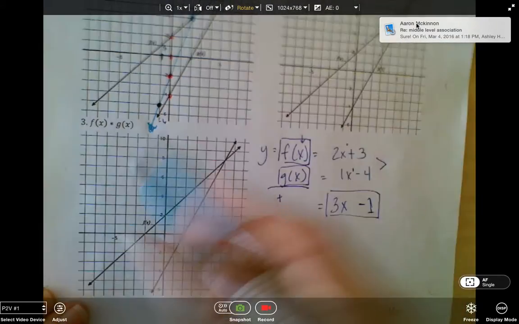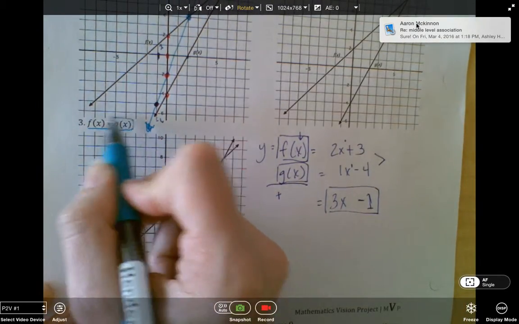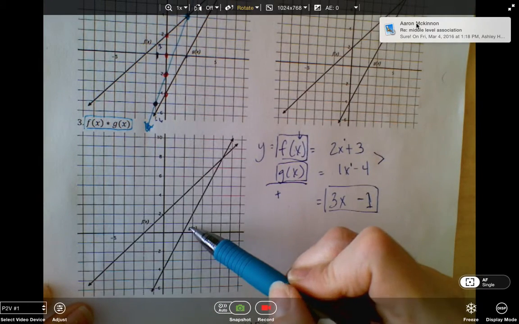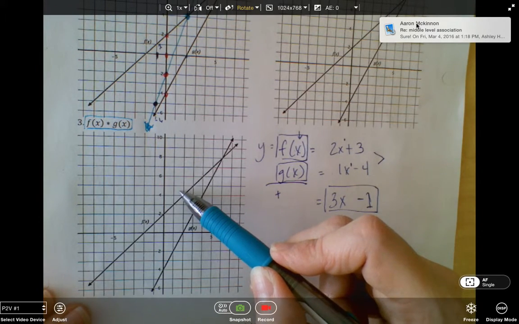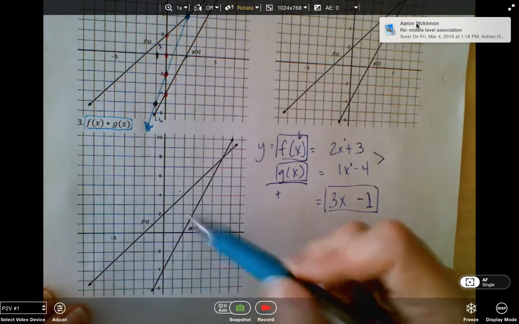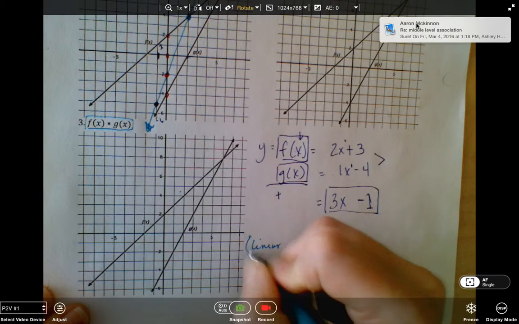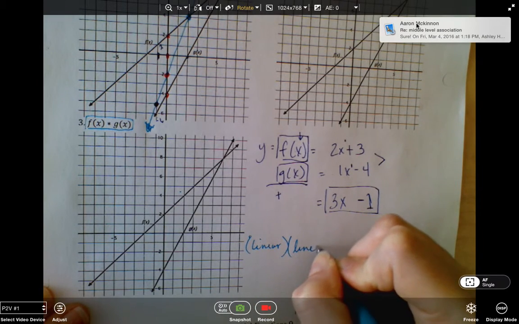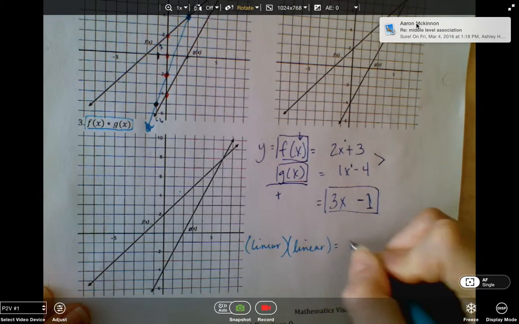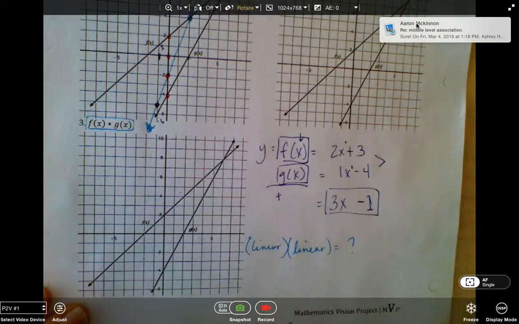Hopefully you can do this one here. This one, I want you to do a little bit of critical thinking. If I have a linear equation times a linear equation, I should be looking at what kind of function? So if I take a linear times a linear, I should get a what? And then you're going to do the same kind of process.